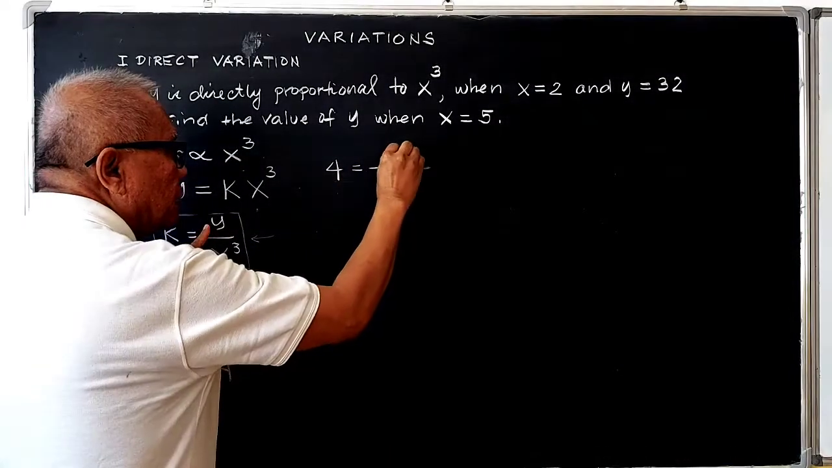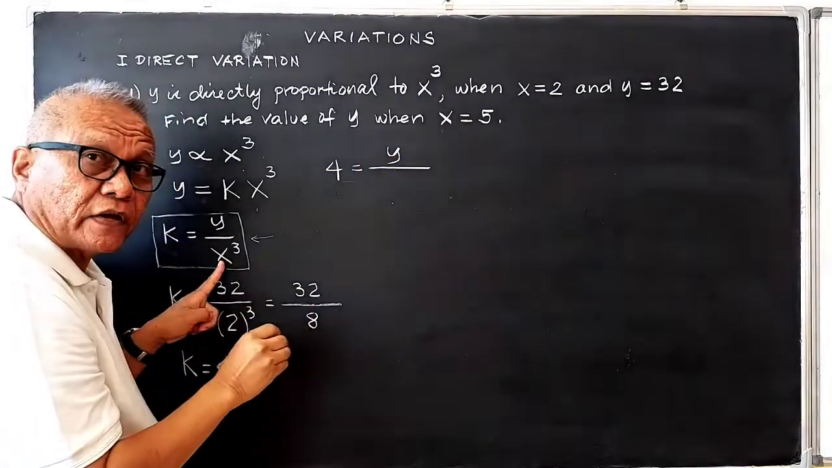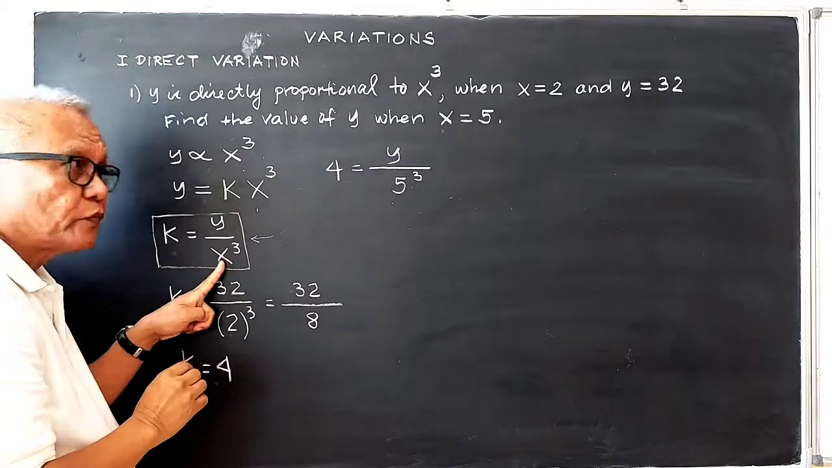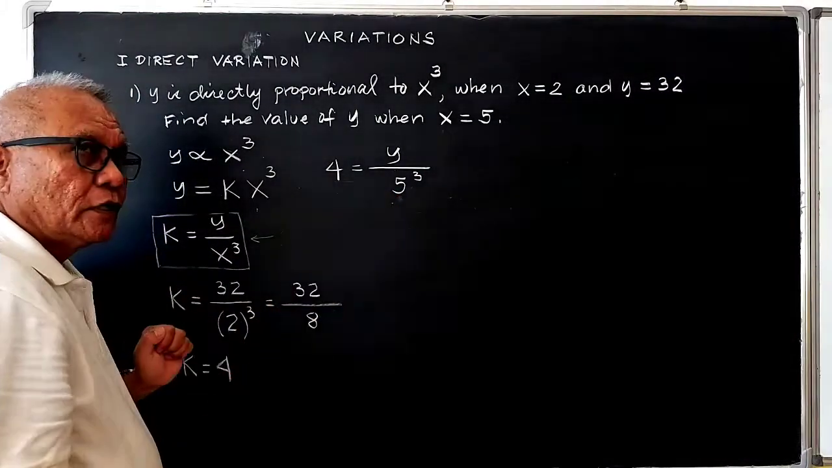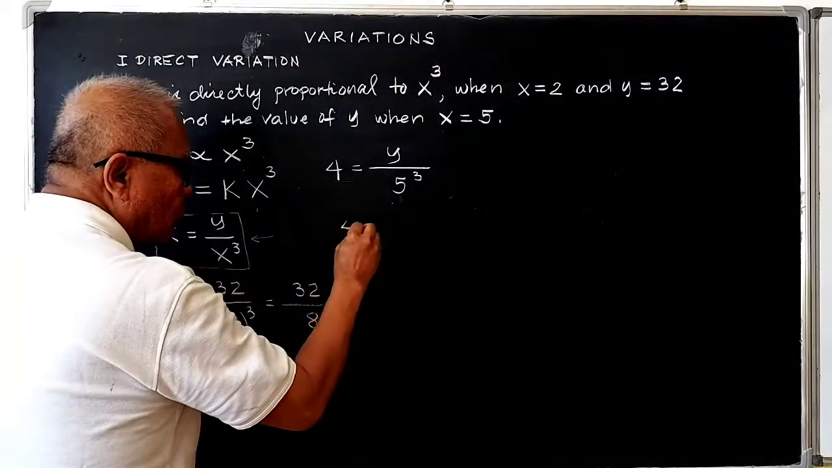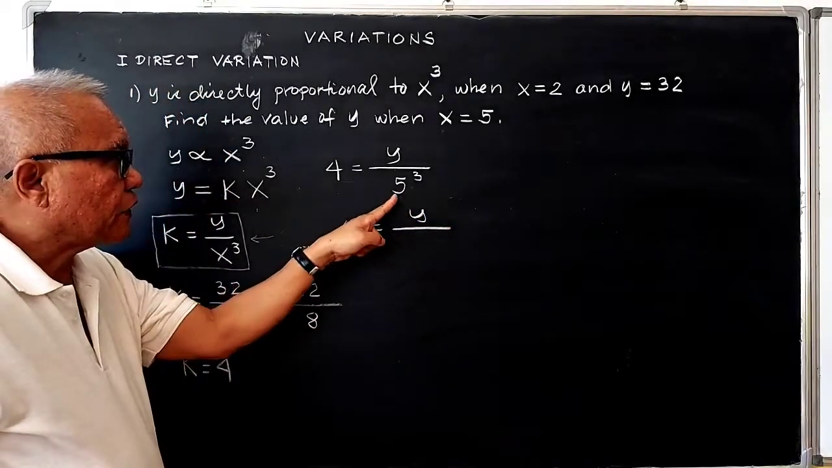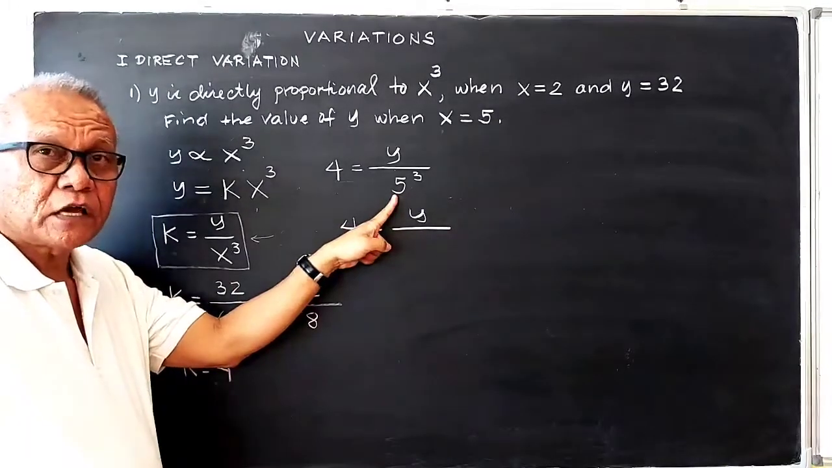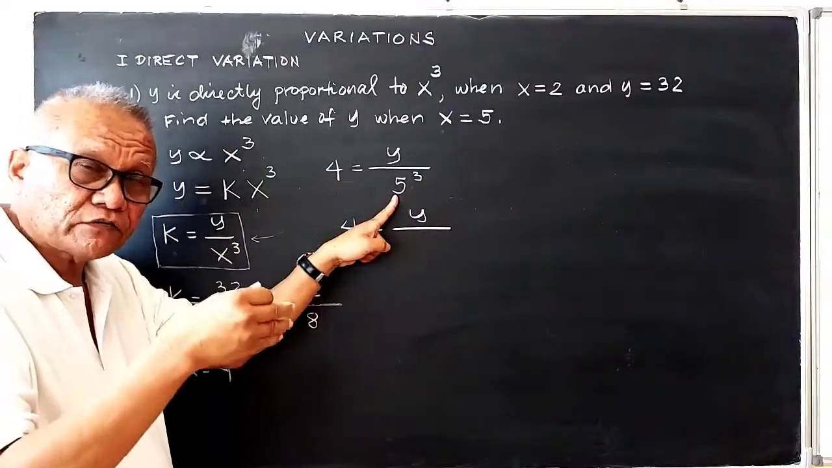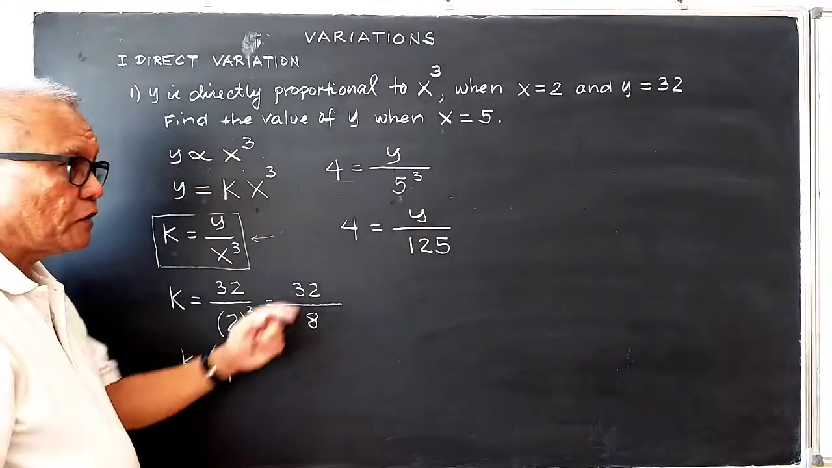So write y here, and what is the x cubed here? The x is given now, which is 5. So we have 5 cubed. Okay, so let us first raise 5 to the 3rd power before we cross multiply. 4 is equal to y here, and that 5 means 5 times 5 times 5. So 5 times 5 is 25 times 5 is 125.